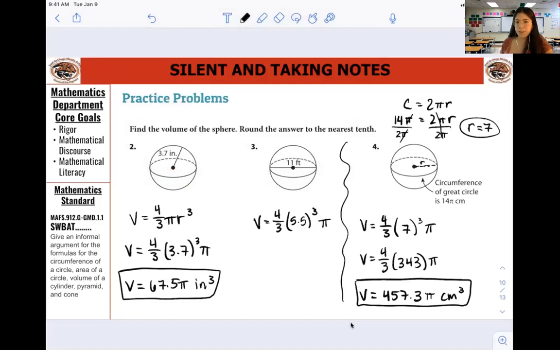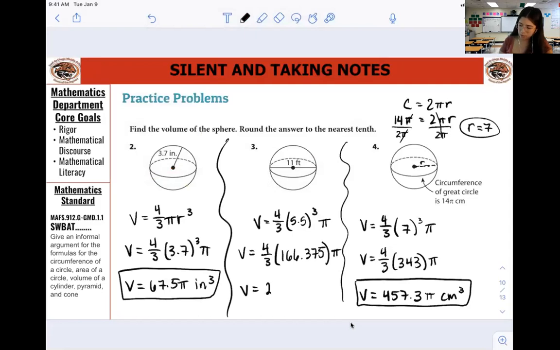Number 3, I know a couple of you guys are still working on it, but I do want to move on. So 5.5 to the power of 3, you get 166.375 times 4 divided by 3. You should get 221.8 pi feet cubed. So those are my 3 answers. Make sure you're getting the same numbers. And if you're still not getting the same number, let me know so we can figure out what's going on.